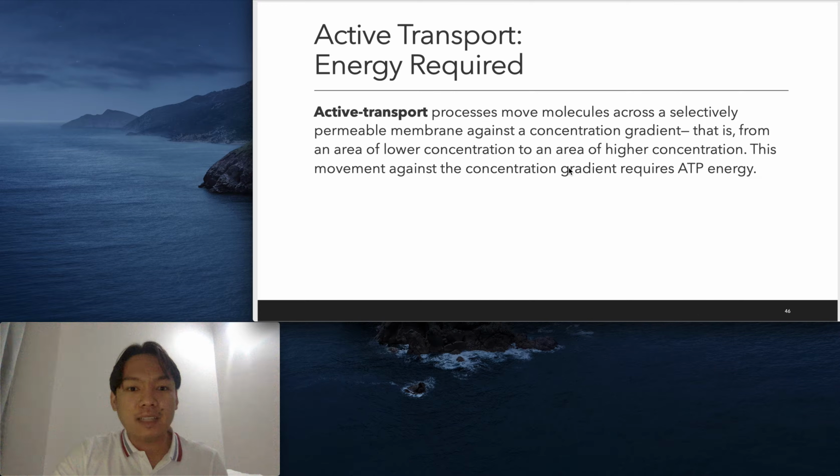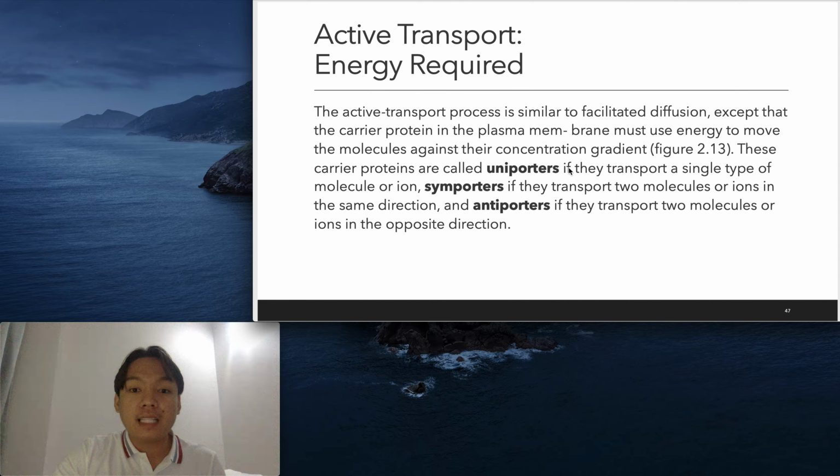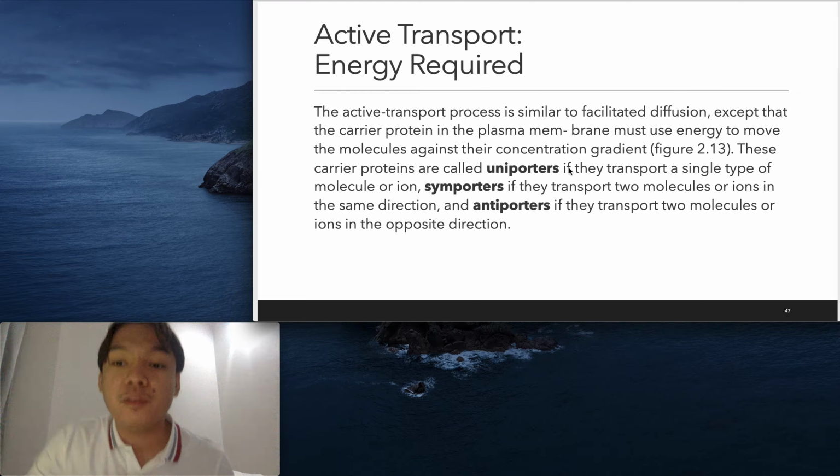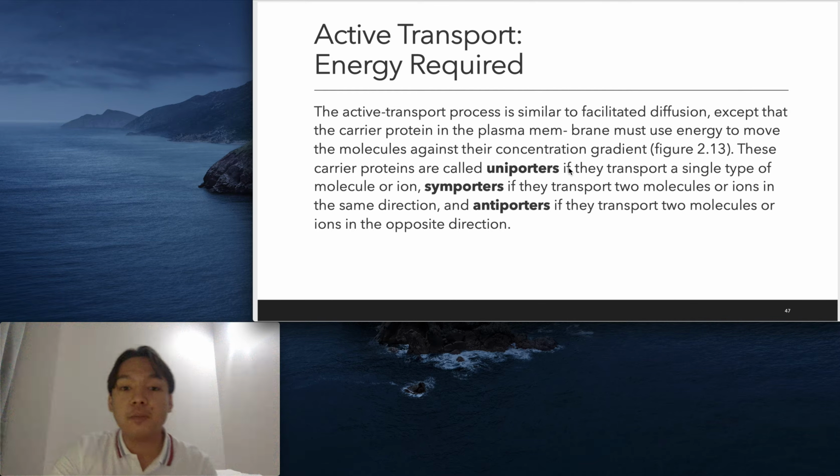So what is active transport? Active transport is a process that moves molecules across a selectively permeable membrane from the area of lower to higher concentration. So it uses ATP or energy to work. Active transport is similar to facilitated diffusion, except that the carrier protein in the plasma membrane must use energy.